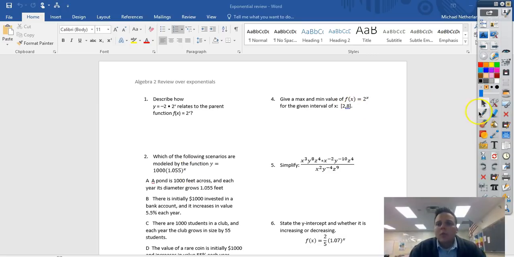Alright? So problem number 1 says, describe how y equals negative 2 times 2 raised to the x relates to the parent function of f of x equal to 2 raised to the x. What's the only difference here? Oh, I brought in this negative 2. Well, this negative 2 is the same thing it's been in every other situation.